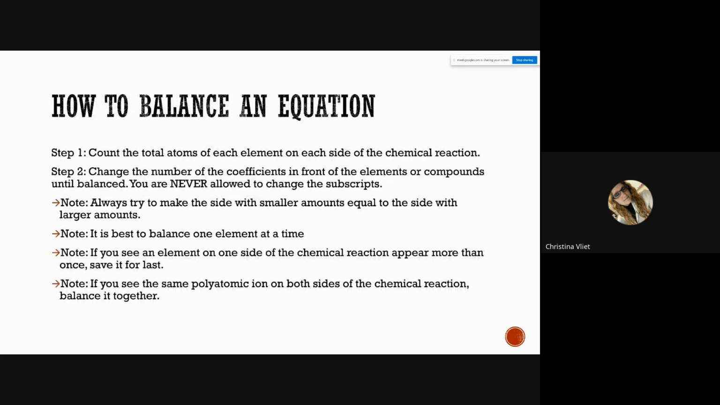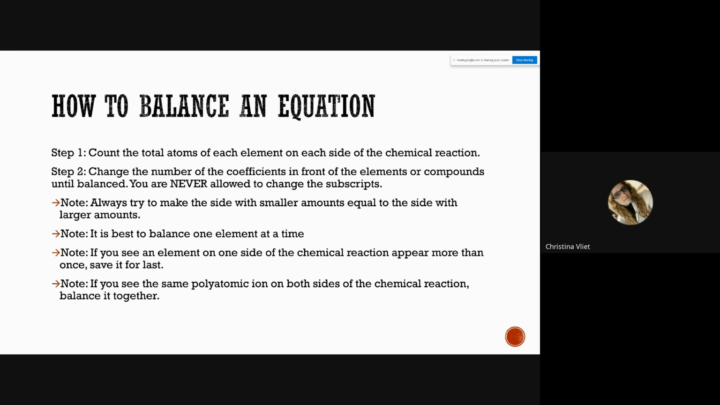In order to balance equations, what you have to do is make the amount of elements the same on each side. So if I have 3 sodiums on one side, I have to have 3 sodiums on the other side. You've got to make the amounts the same. Now I put some notes here to help with balancing. The first one is you always want to make the side with the smaller amount equal to the side with the larger amount. We change smaller numbers to become equal to larger numbers.